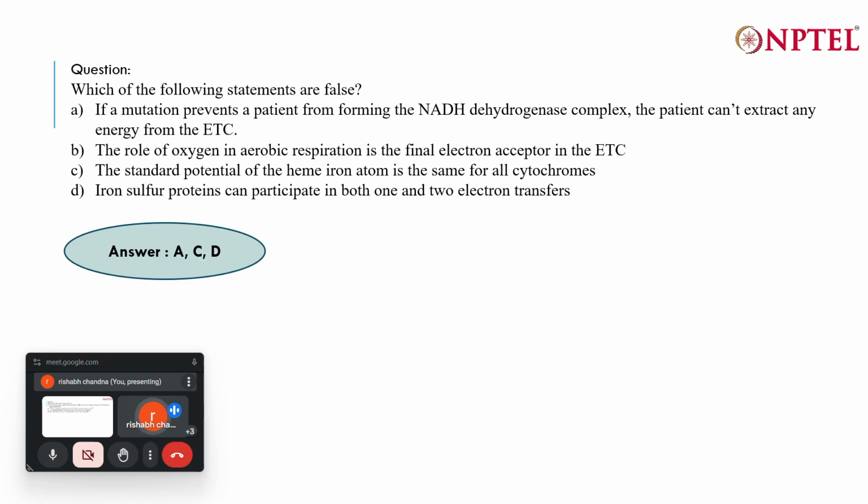Okay, so the correct answer is A, C, and D. Okay, so let's see. If a mutation prevents a patient from forming the NADH dehydrogenase complex, the patient can't extract energy from the ETC. No, this is false, because although this is complex 1, FADH2 is also formed, and secondly, the quinone cycle is also operative. So these two also help in transporting the H plus and the electrons. So this is a false answer.